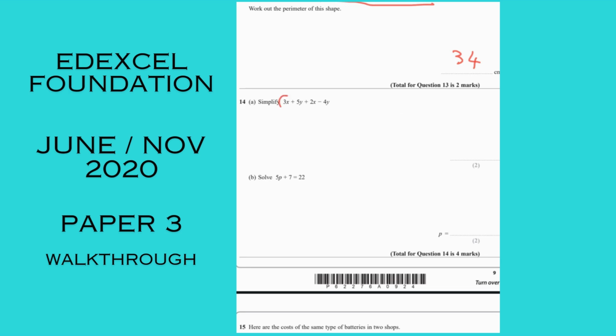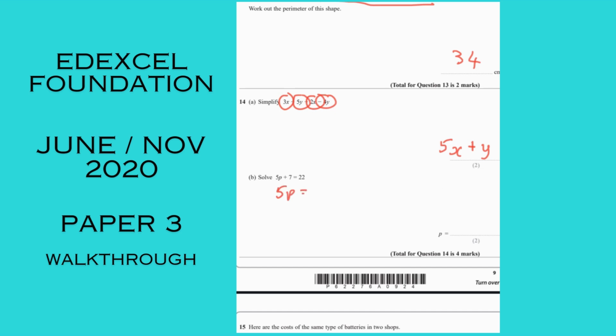Simplify. x's first, everything's positive. There are 5 of them. Then you've got 5y, subtract 4y. You can write 1y, but why bother? Next, subtract 7 to solve, do opposites.